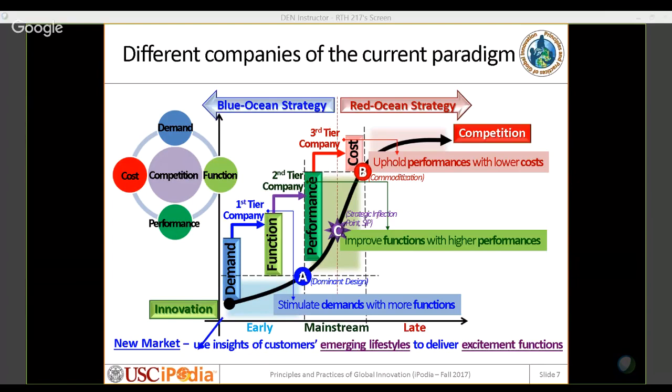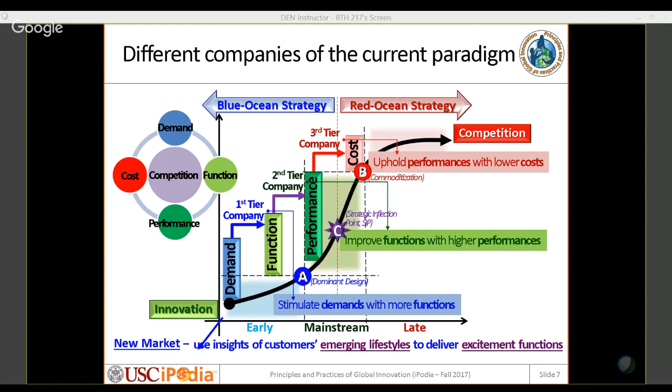You'll find the so-called first-tier company. The first-tier company's main focus is always on demand and function. Look at Apple. Apple never negotiates price with you. You think the price is too high? Fine. Their focus is always on demand and function. Why? Upstream, right? Now, if you look at the typical second-tier company, you find they are always focusing on new functions and better performance. Their price may be a little bit high, but they have to be more price sensitive than the first-tier company.